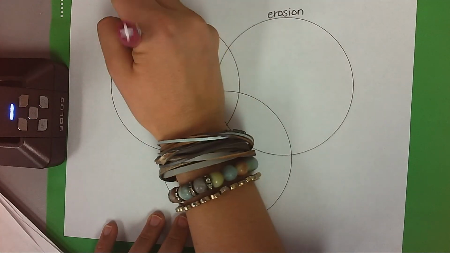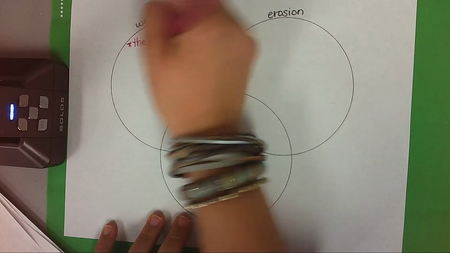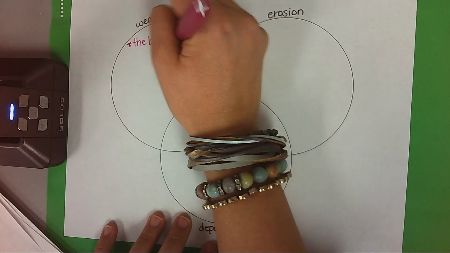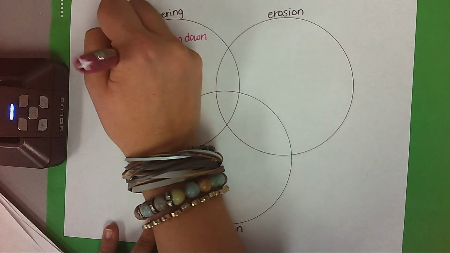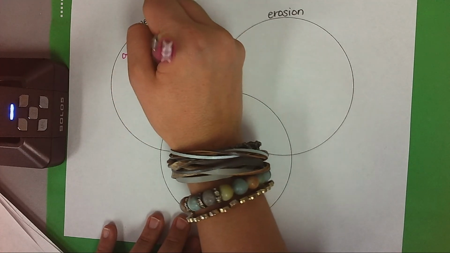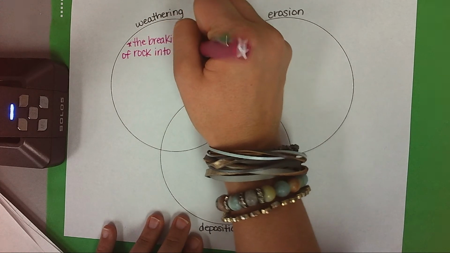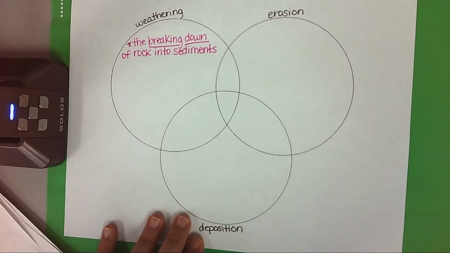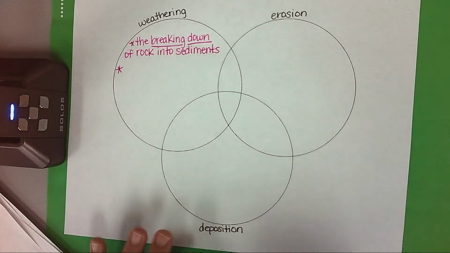Weathering is the breaking down of rock. So it actually breaks it into sediment. It is the breaking down of rock into sediments. The breaking down, that part is super important. Alright, so what do we know about weathering?